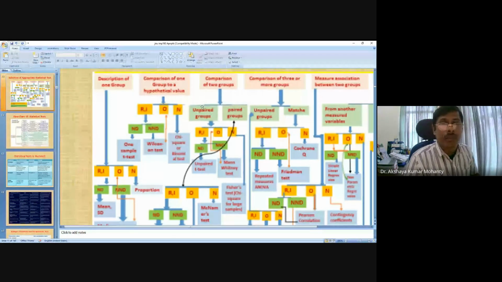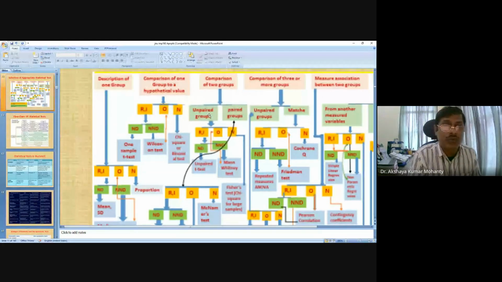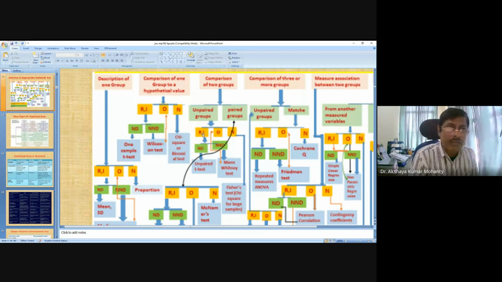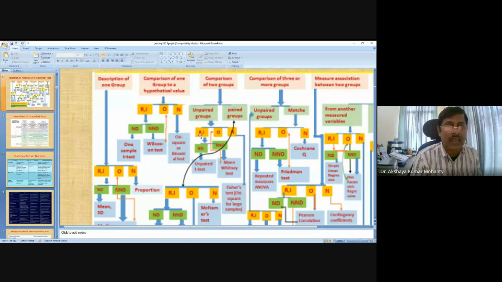In the previous slide I told you about unmatched and matched. So now these are unmatched groups. If it is an unmatched group, the same thing will happen. Same means the same four scales, because there is no fifth scale. Only four scales are there: ratio, interval, ordinal, and nominal. Ratio and interval are always in one block, so that's why I'm putting them in one block.